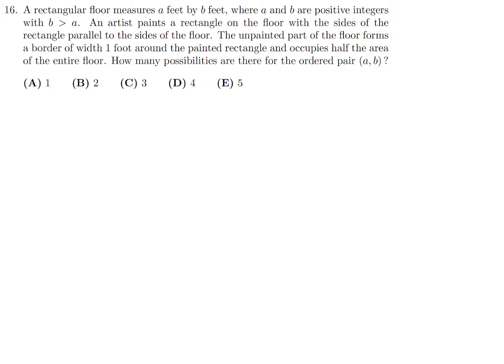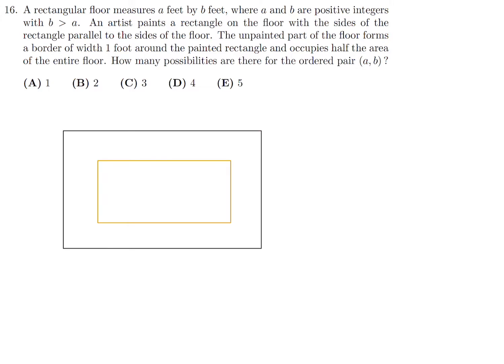A rectangular floor measures A feet by B feet, where A and B are positive integers with B greater than A. An artist paints a rectangle on the floor with the sides of the rectangle parallel to the sides of the floor. The unpainted part of the floor forms a border of width 1 foot around the painted rectangle and occupies half the area of the entire floor. How many possibilities are there for the ordered pair A, B?